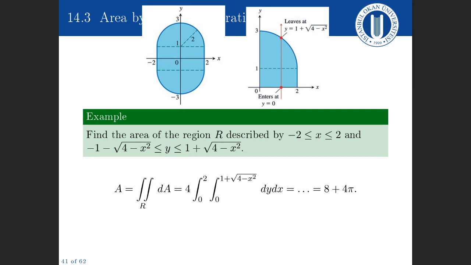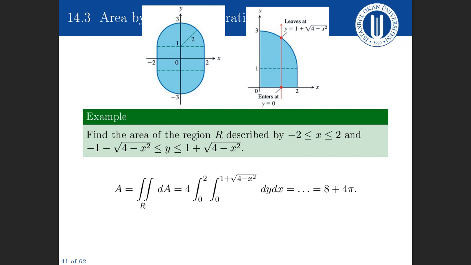I'm actually going to break this up into 4 pieces. 4 multiplied by integral between 0 and 2, integral from 0 to 1 plus root 4 minus x squared dy dx. When you calculate this, you can check that you get 8 plus 4 pi.